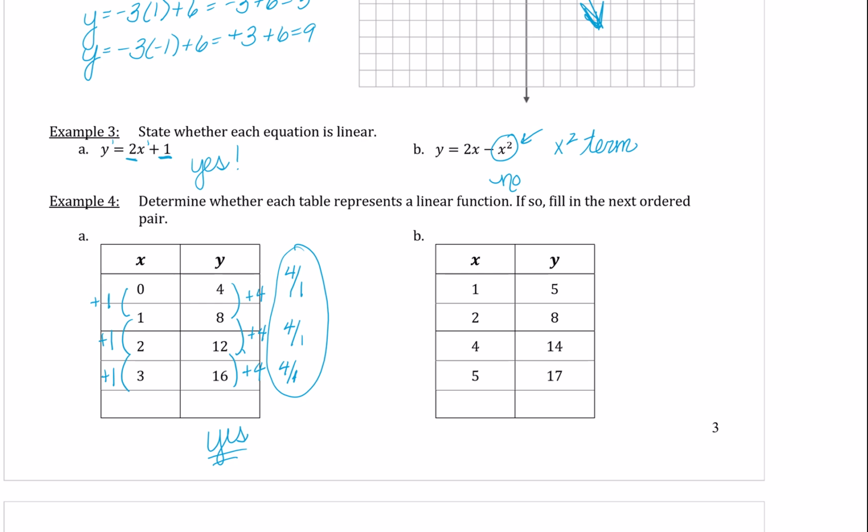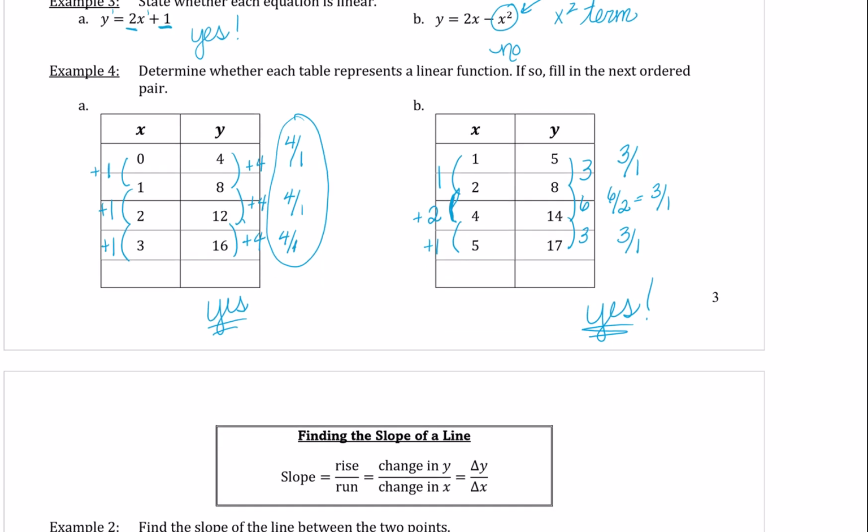Looking at this one, change in x is 1, change in y is 3. So my slope is change in y over change in x, 3 over 1. Change here is 2, and change here is 6. So my slope between these 2 points is 6 over 2, which still equals 3 over 1. So that's the same. Change here is 1, change here is 3, so my slope is 3 over 1. So yes, this is a function because, again, the slope is the same. But we need to be aware that when the change in x is different, it should change the difference in y too.